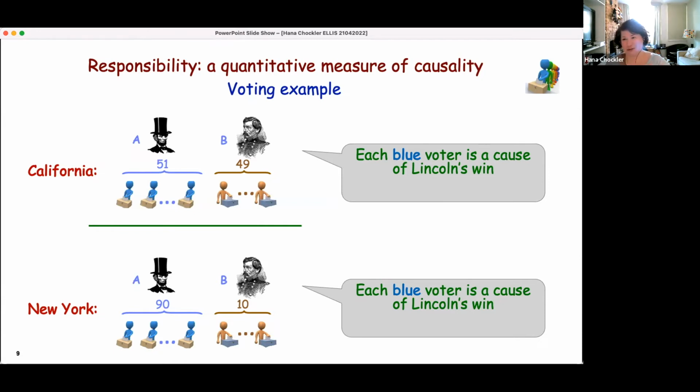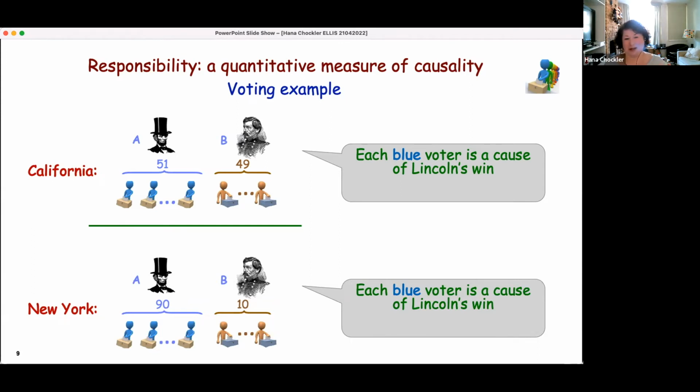Again, I don't know whether this in any way reflects the proportion in 1864. So in both cases, each of the blue voters is a cause for Lincoln's win. But what we would like to say is that in California, each of the blue voters was much more critical, much more important for Lincoln's win than in New York.